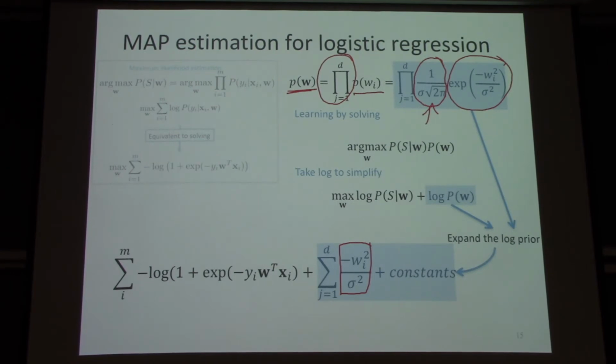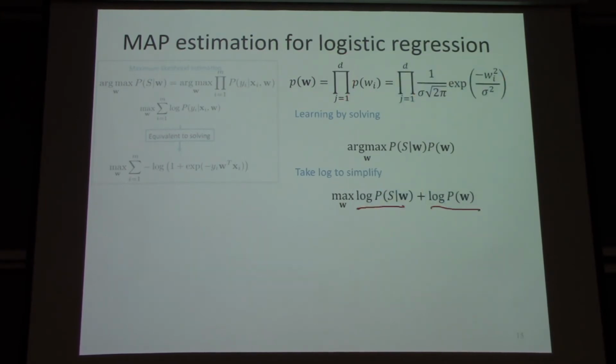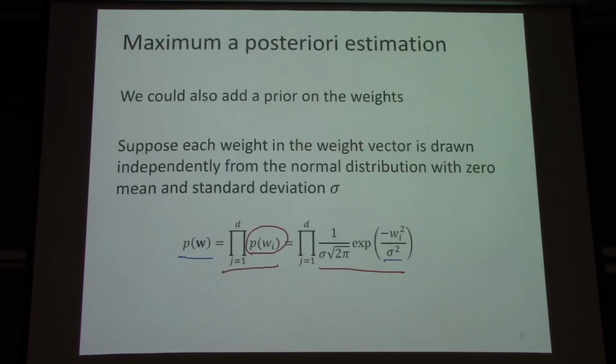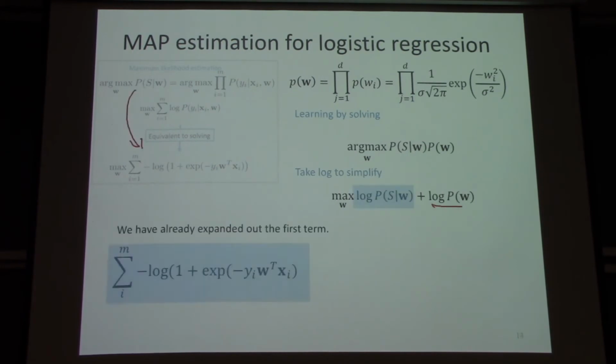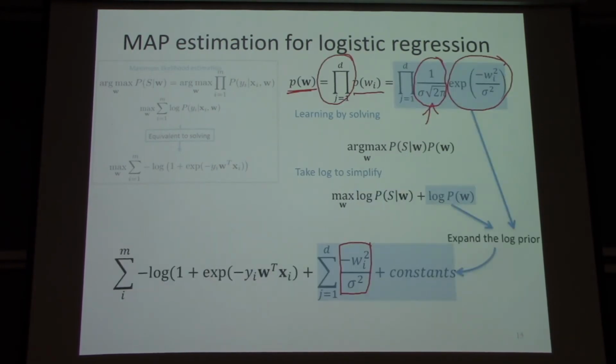Shouldn't that be sigma i? Doesn't each dimension have a different sigma? No, I assume that all the weights are drawn from the same Gaussian, independently. So it is not sigma i. And sigma is a constant. I'm assuming that sigma does not change, which is why we're not going to learn it. It's a Gaussian that we know. Is it a hyperparameter? Yes, it is a hyperparameter.